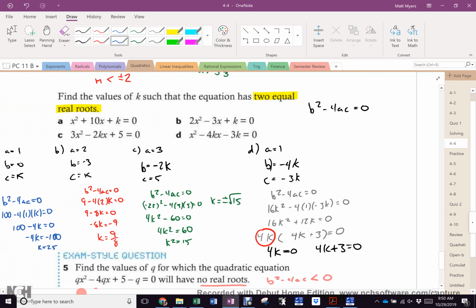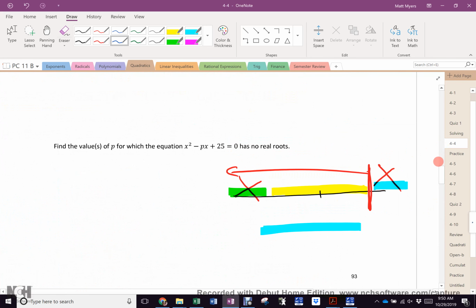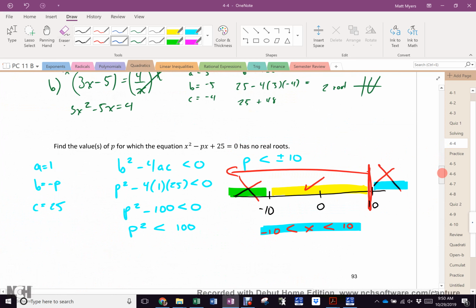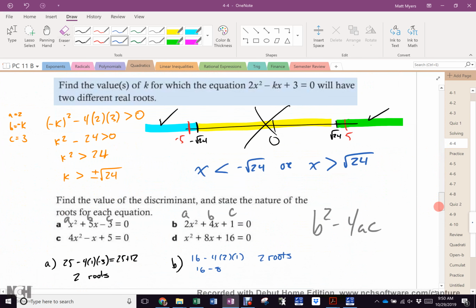Anything else from page 95, or can I discuss the very weird question at the bottom?